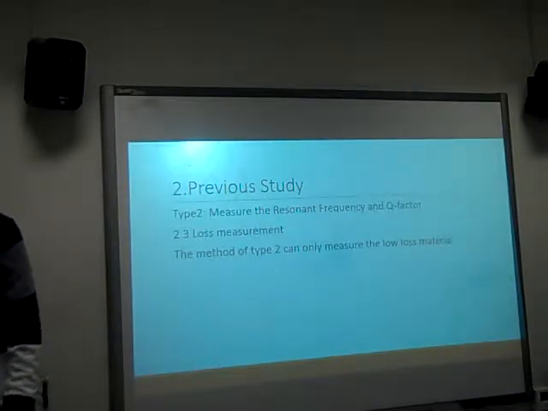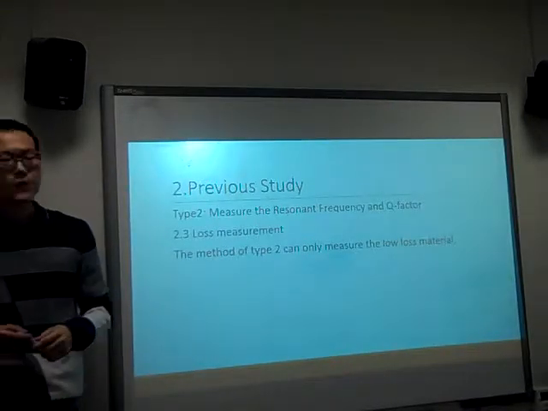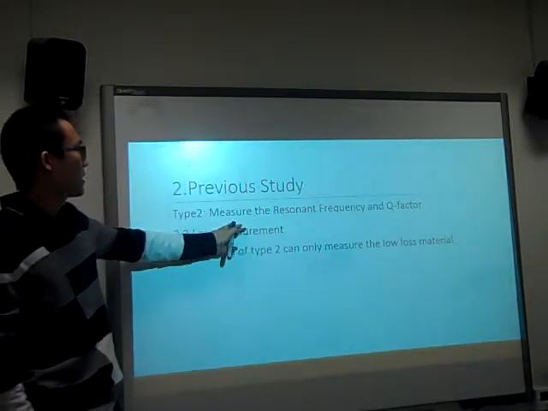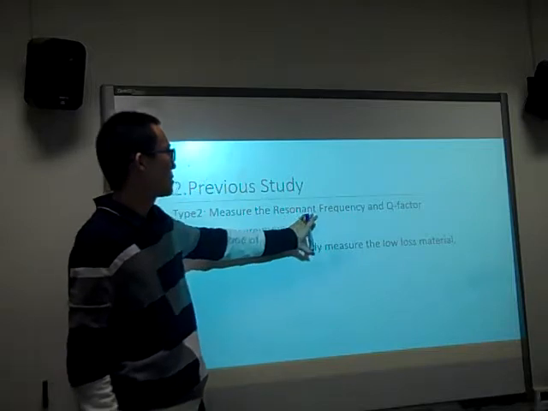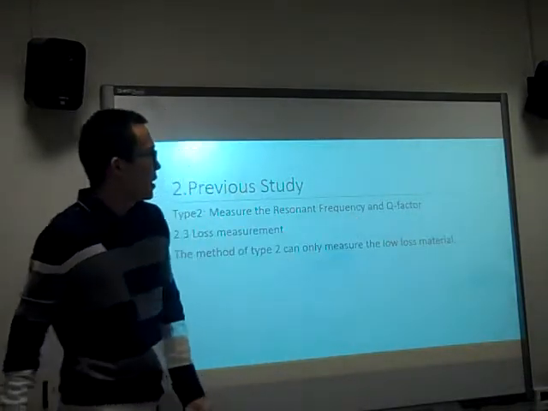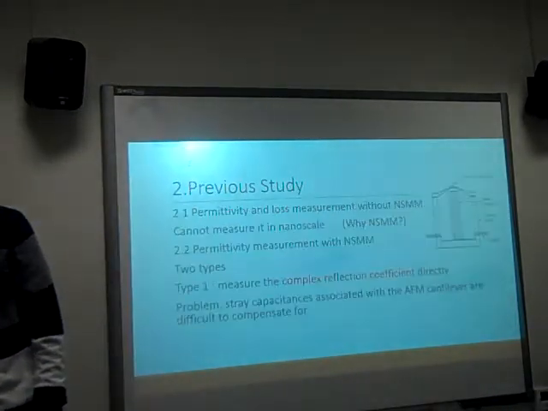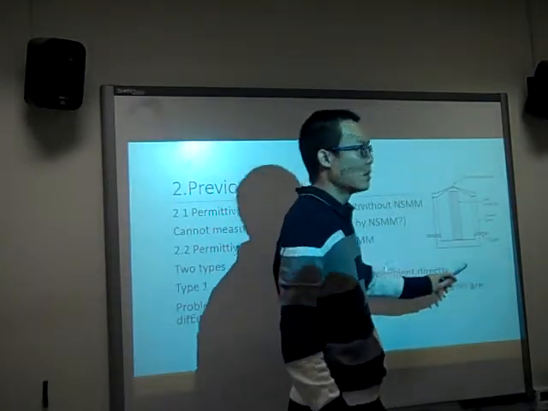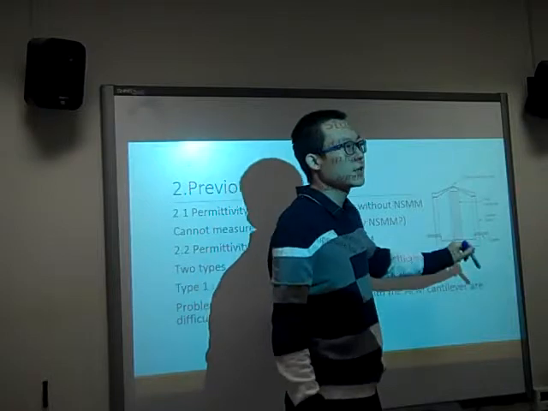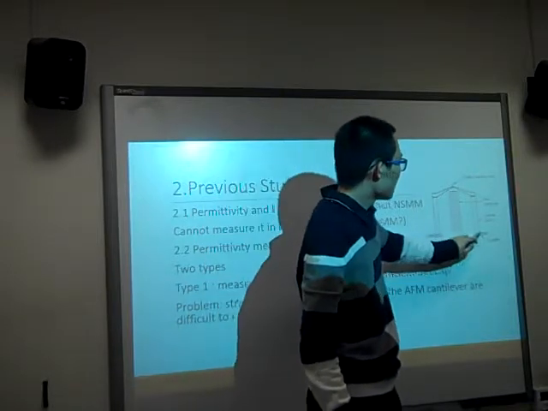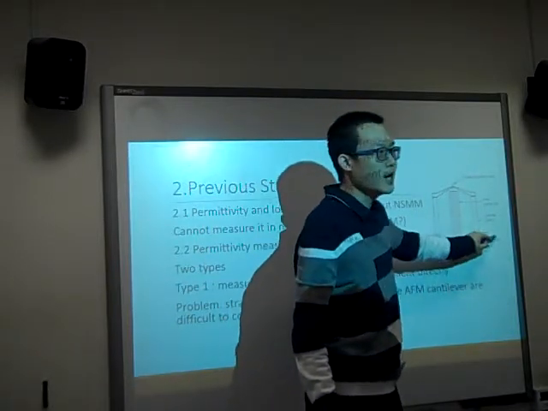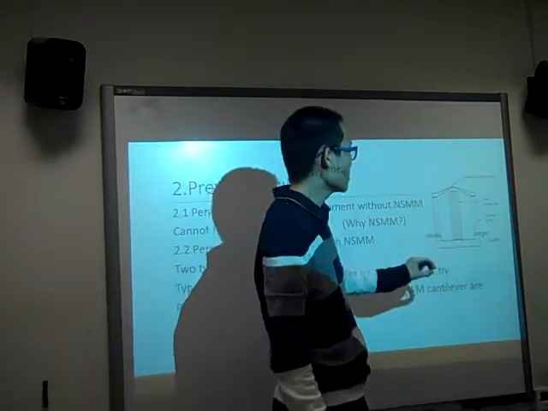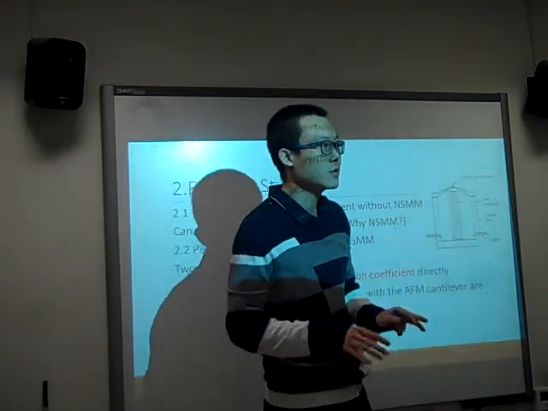And type 2 is to measure the resonance frequency and Q factor. So here I want to make another explanation of it. What is the resonance frequency and Q factor? Well, let's look at this picture again. The microwave generated here is not a single microwave. It's a microwave with all kinds of different frequencies.